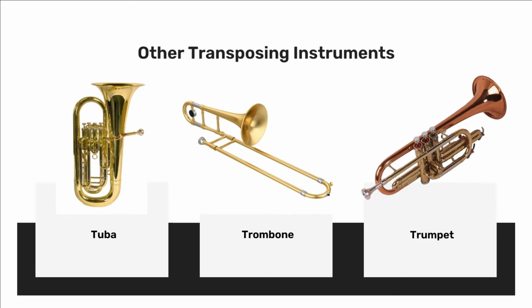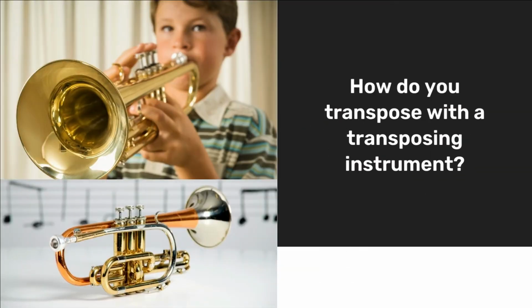Now, other transposing instruments include the tuba, the trombone, and the trumpet. Basically, all the brass wind instruments are transposing instruments. We equally have some woodwind instruments that transpose. Now, how do you transpose with a transposing instrument? For this lesson, we are going to be listening to Dr. Richard Hoffman. He's going to take us through what transposing instruments are and how we transpose with them.